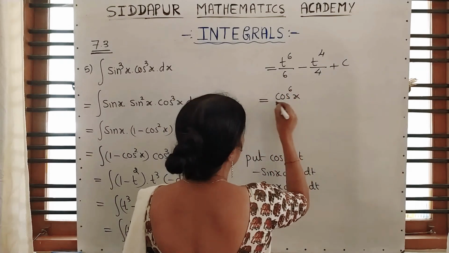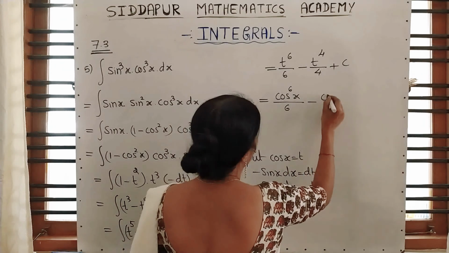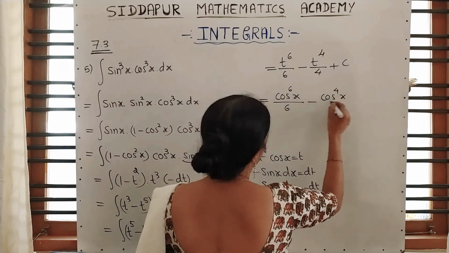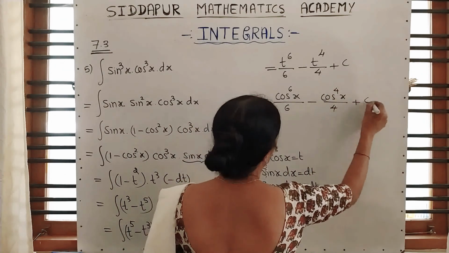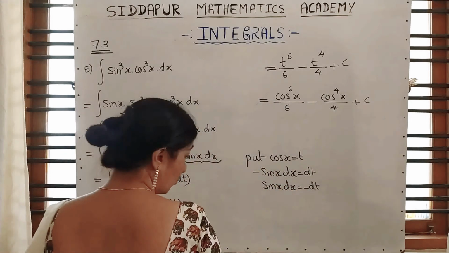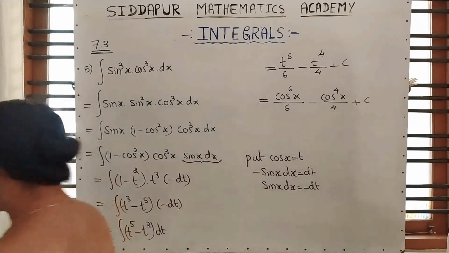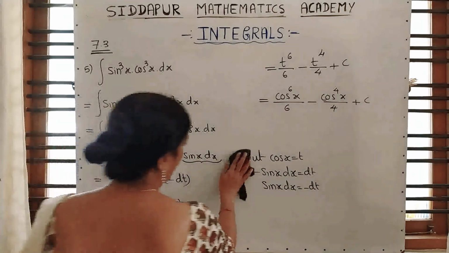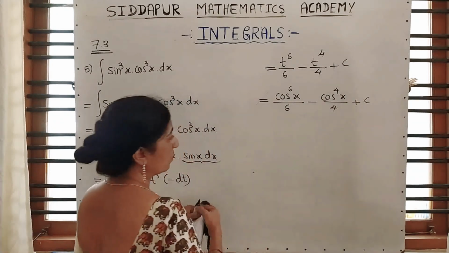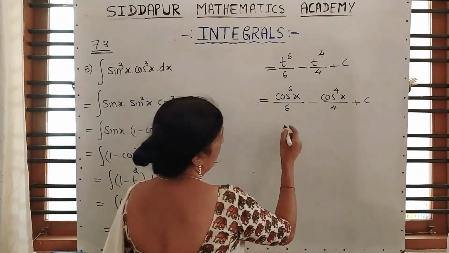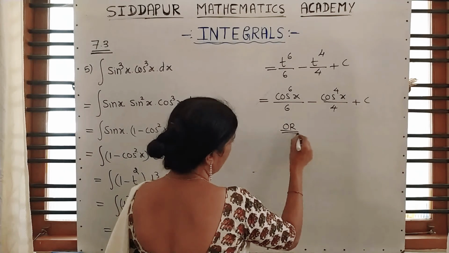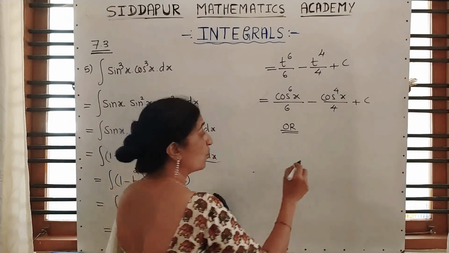Cos raised to 6 upon 6 minus cos raised to 4 upon 4 plus c. And students, I will give one more method, and that I will give as homework. Here you can solve like this. If you compare with the answer, it depends on which formula we are using.